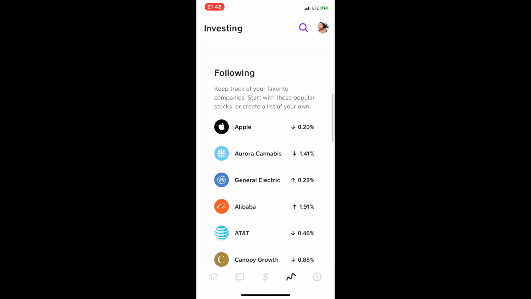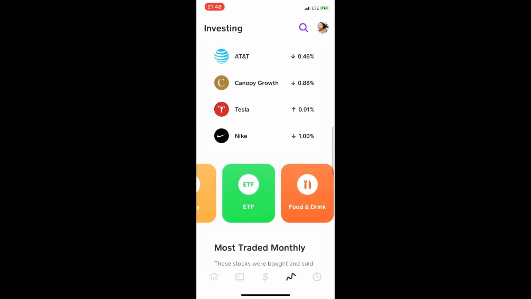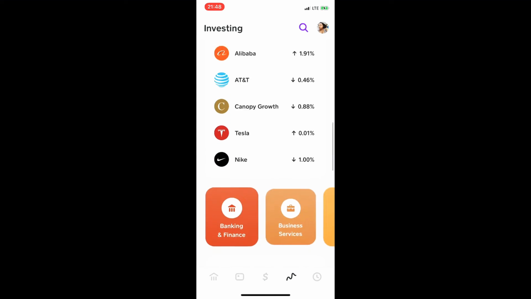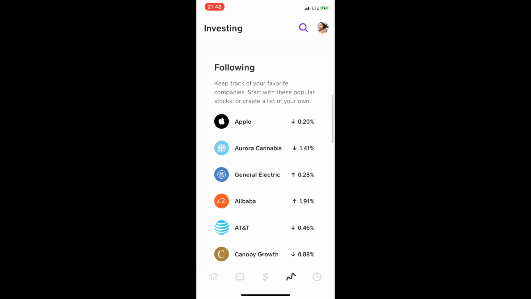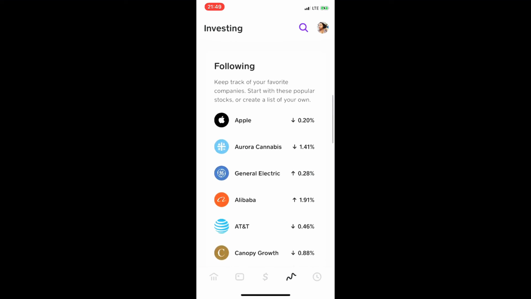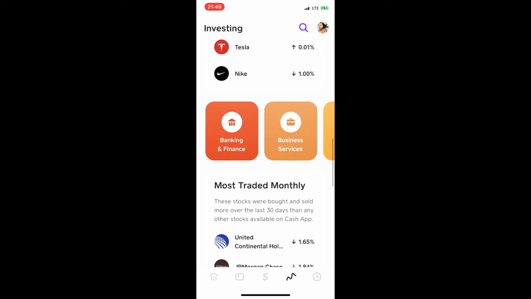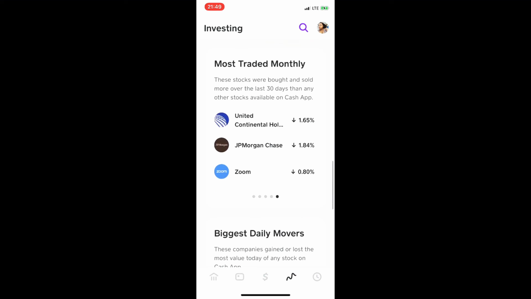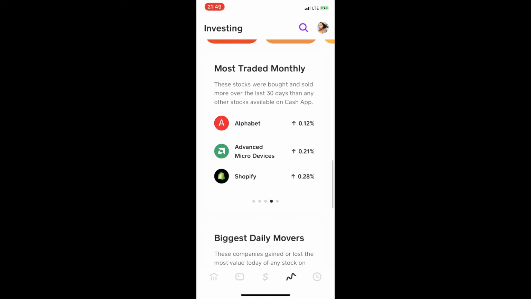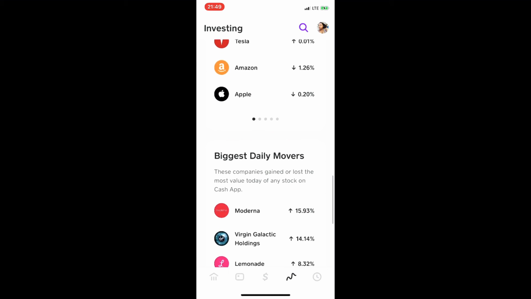and I'm going to click on stocks. On this page, it has all the stocks. It doesn't have everything that's on the stock market, but it has quite a bit. Here, it'll show you the companies that I'm following, and I think that's a great feature. Next is the most traded monthly by other people. I guess it's just like a big influx of who's buying these stocks.